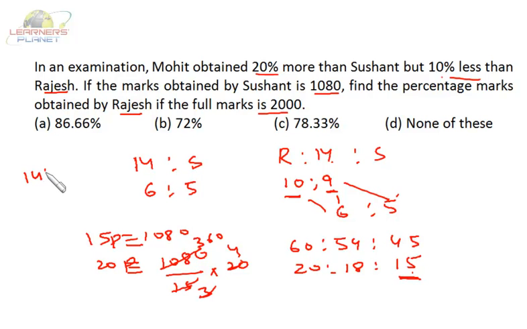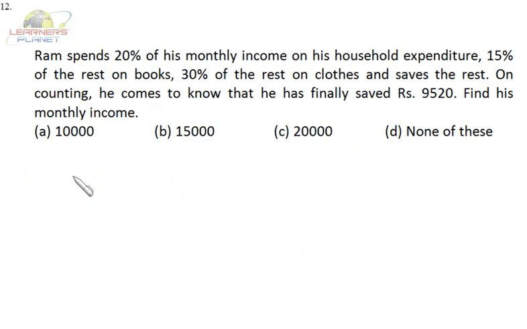So 1440 is out of 2000. So the percentage is 144 by 2, that is 72%. I hope you are clear. Now let's see this question.